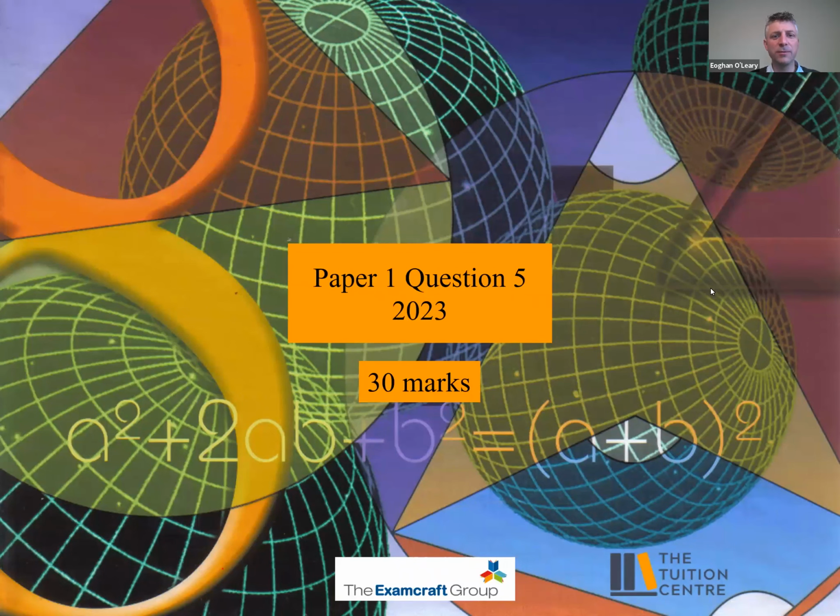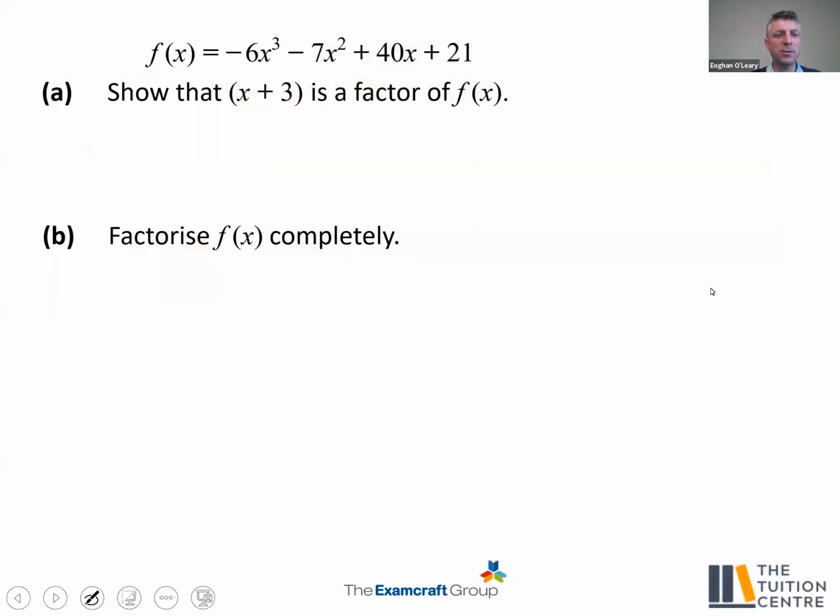We're on now to question 5. And question 5 has a nice easy start to it. We have a function f of x is equal to minus 6x cubed minus 7x squared plus 40x plus 21. Show that x plus 3 is a factor of f of x.